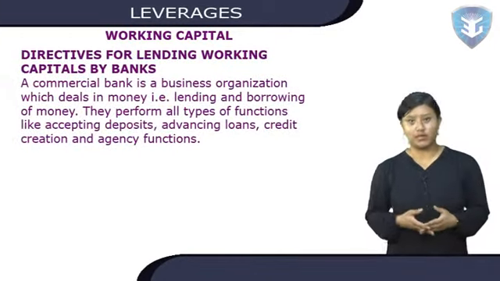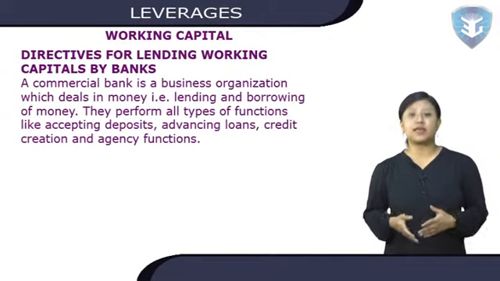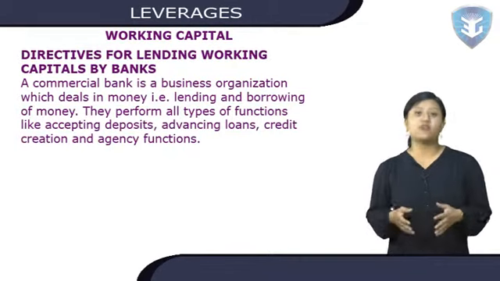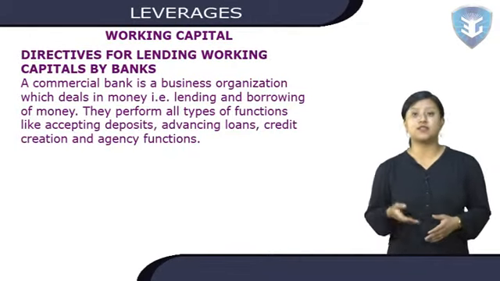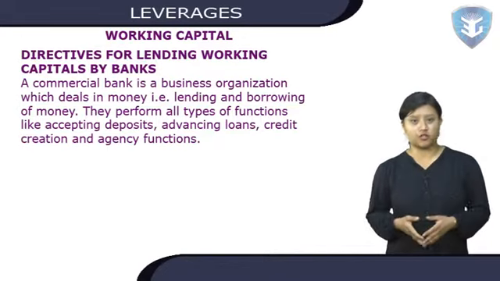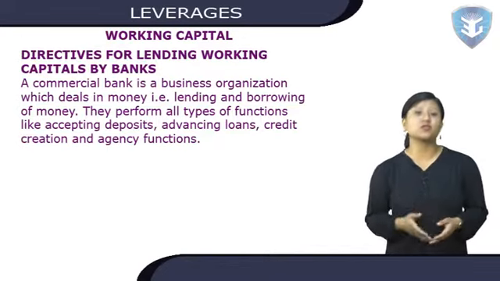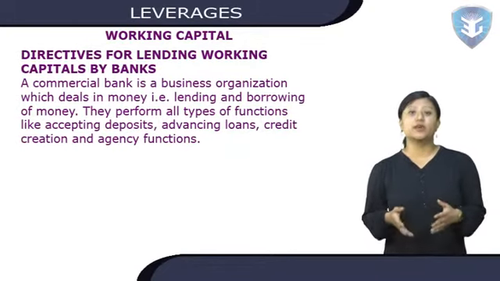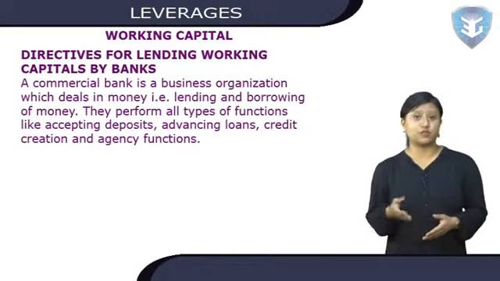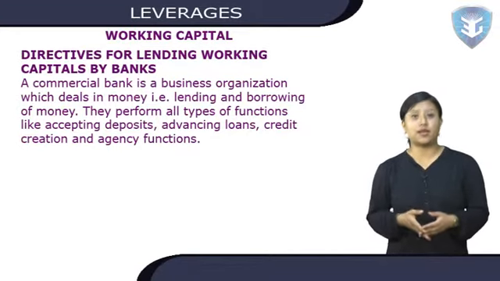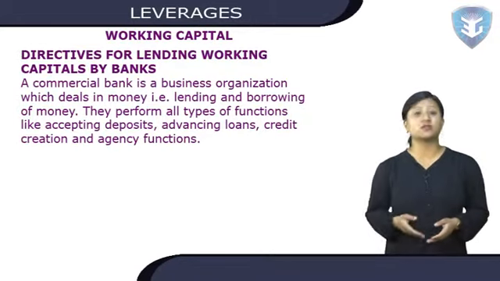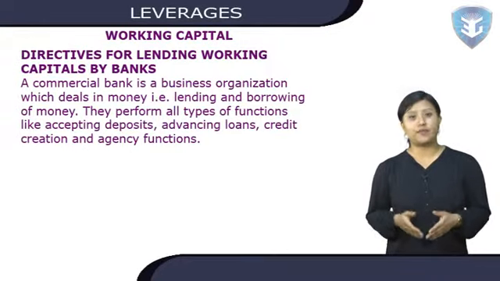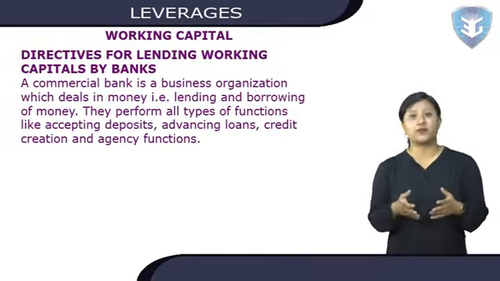Directives for lending working capital by banks. A commercial bank is a business organization which deals in money, that is, lending and borrowing of money. They perform all types of functions like accepting deposits, advancing loans, credit creation, and agency functions. Besides these usual functions, one of the most important functions of banks is to finance working capital requirements of firms. Working capital advances form major parts of the advance portfolio of banks. In determining working capital requirements of a firm, the bank takes into account its sales and production plans and desirable level of current assets. The amount approved by the bank for the firm's working capital requirement is called the credit limit.